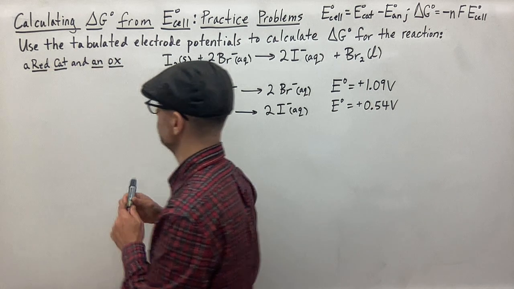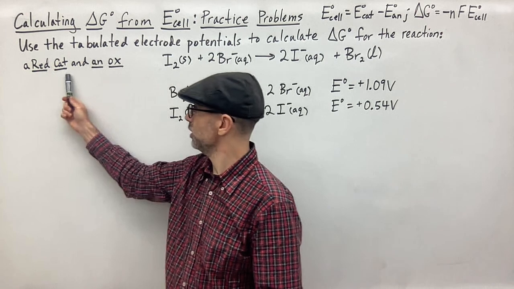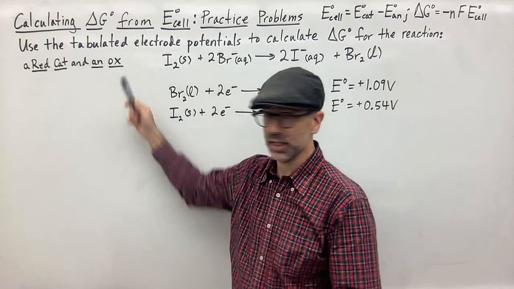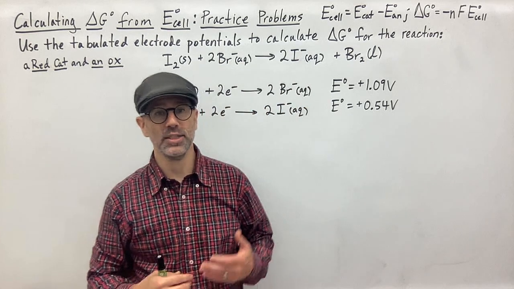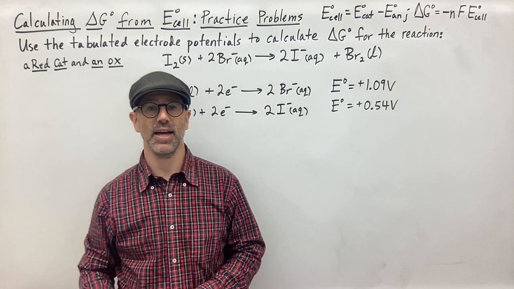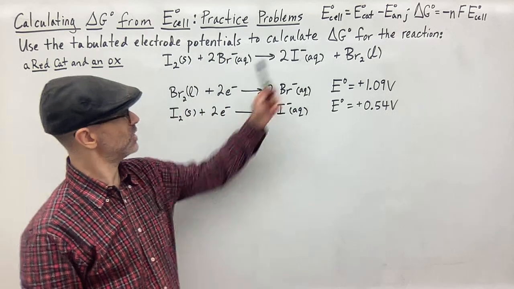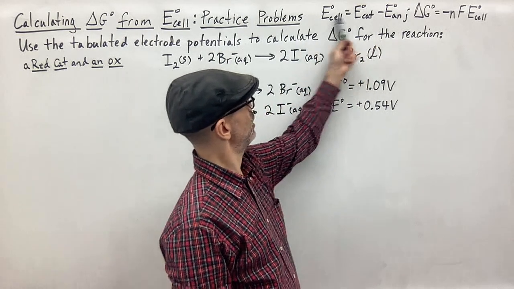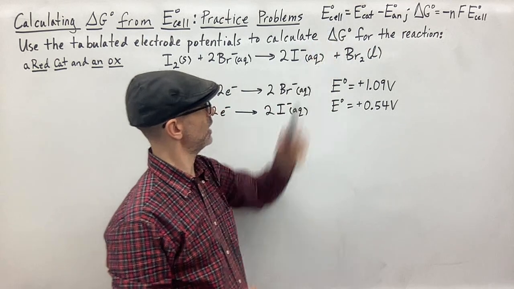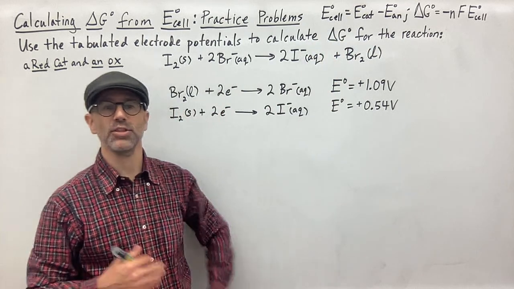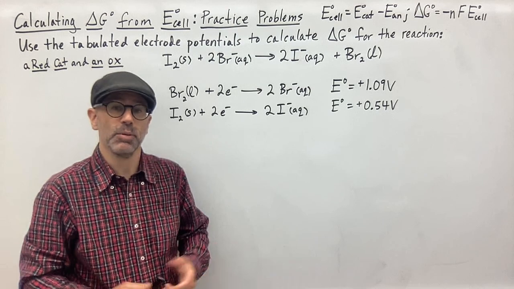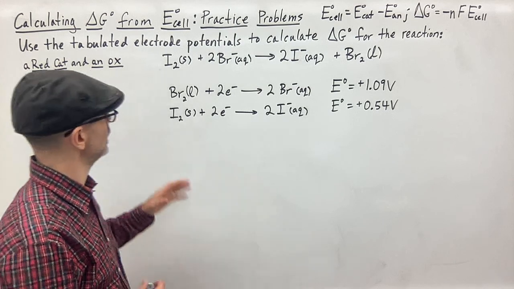This is a mnemonic device to help us remember that the cathode is where reduction occurs and the anode is where oxidation occurs. So if we figure out what the oxidation reaction is and what the reduction reaction is, then we can use this equation here to calculate the standard cell potential. And there's another way you could do it that I'll explain in a moment that's just as useful, if not maybe more useful.